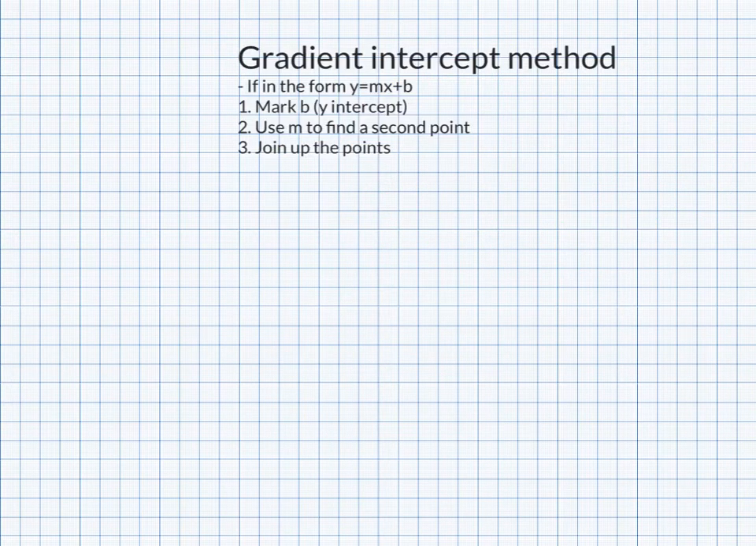The first method for graphing I'm going to show you is the gradient-intercept method. That's easiest to use when your equation is in the form y equals mx plus b, because m is the gradient and b is the y-intercept. You don't have to do any work to find out the gradient and intercept. So we follow these 3 steps. Let's look at some examples.